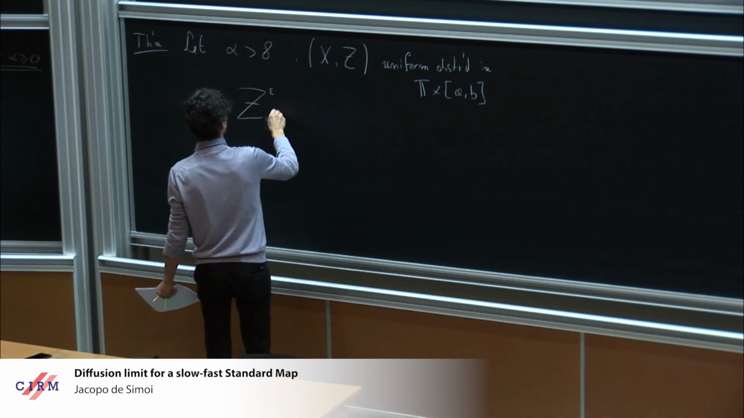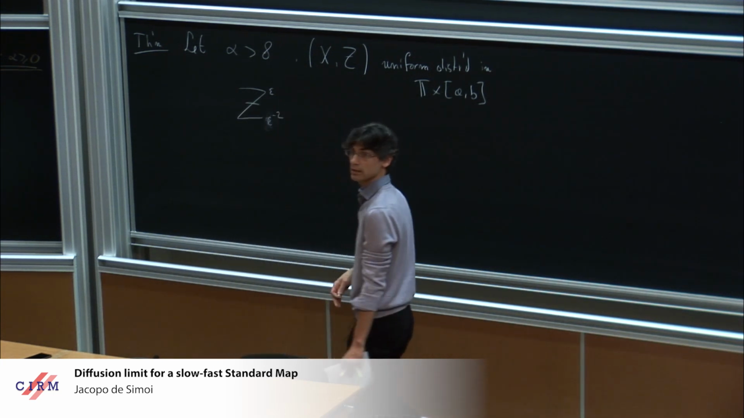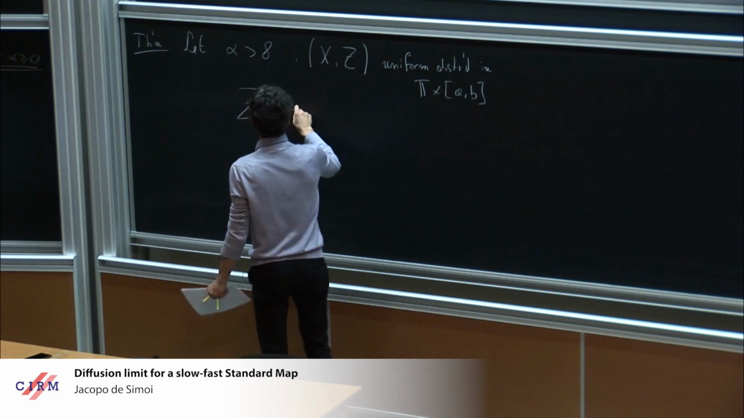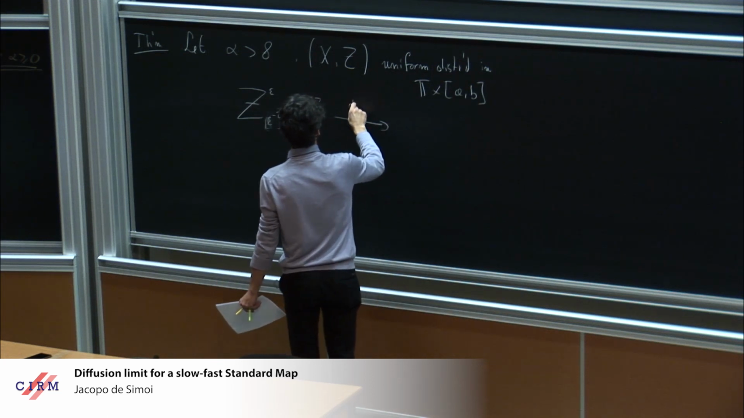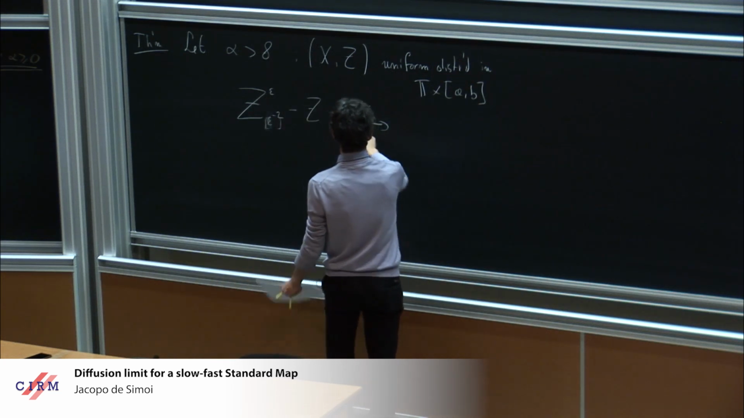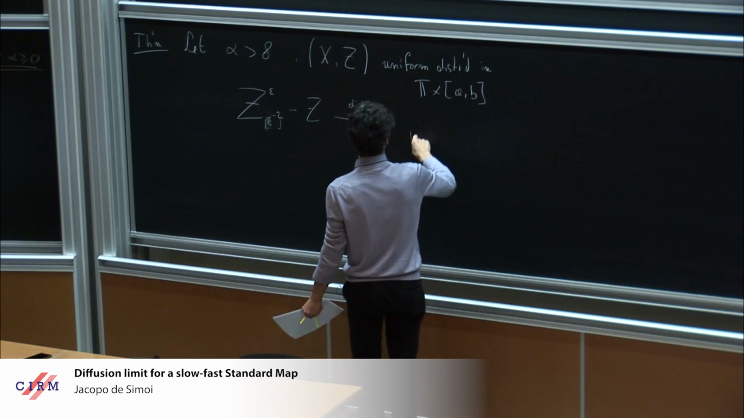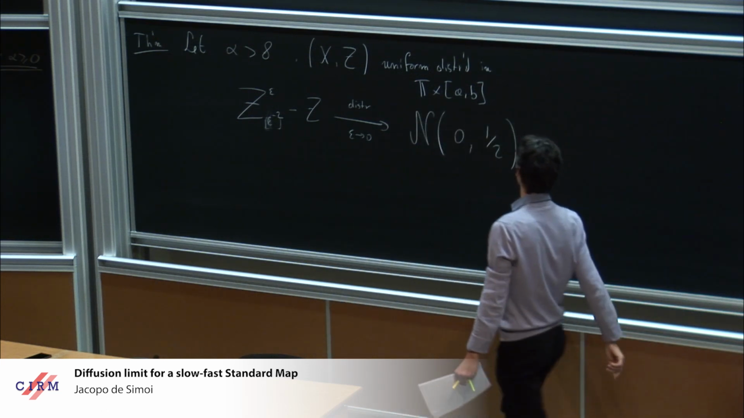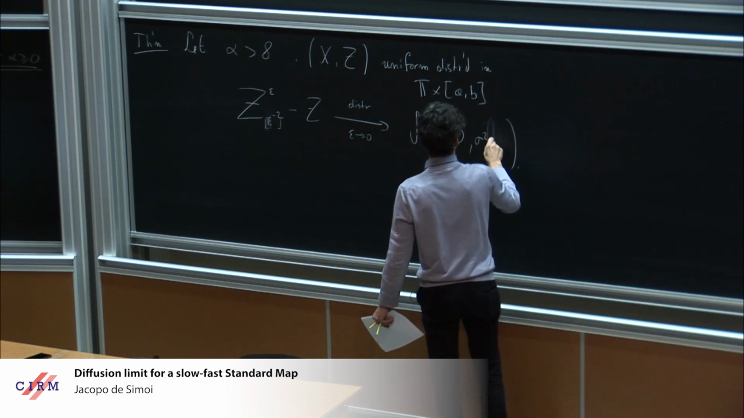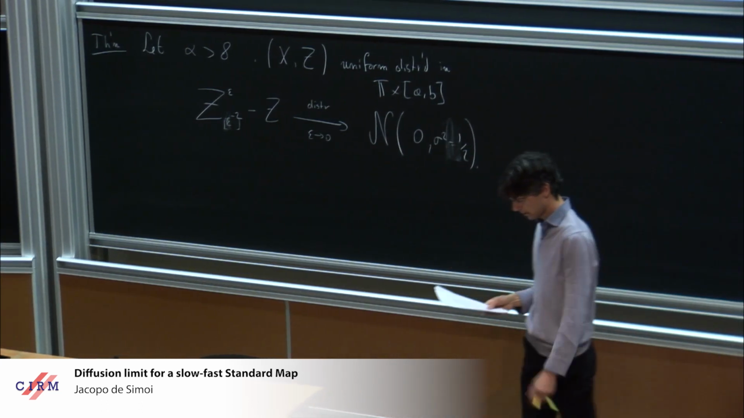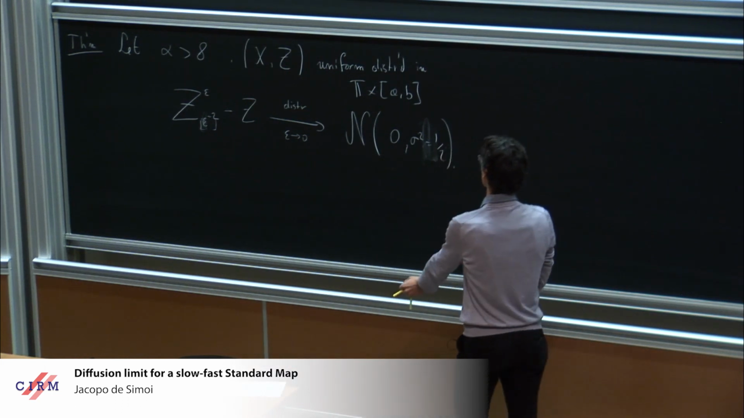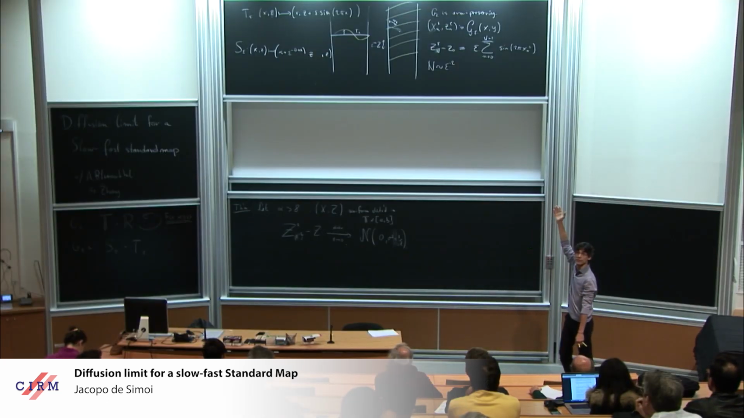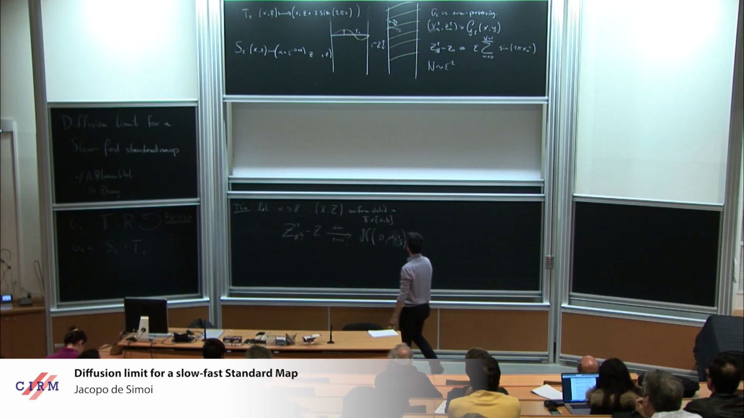n now is fixed to be epsilon to the minus 2. And please don't let me write the integer parts here. Minus z, and this converges in distribution, as epsilon goes to 0, to what? Well, to a Gaussian distribution centered at 0, and sigma squared is equal to 1/2. Okay, so this is what I want to show. That's what we prove. And 1/2, observe, this is just the integral of sine squared.